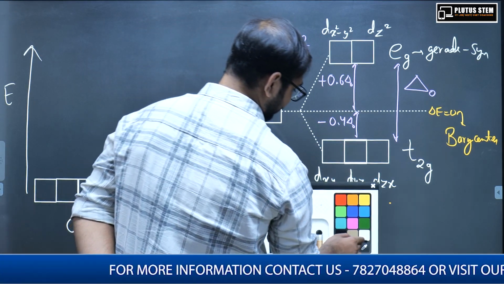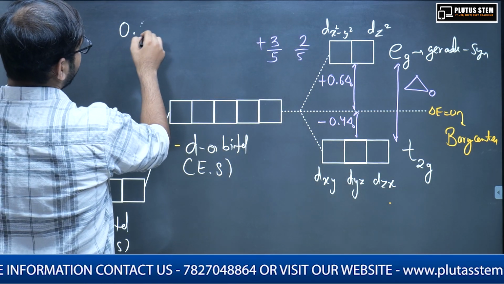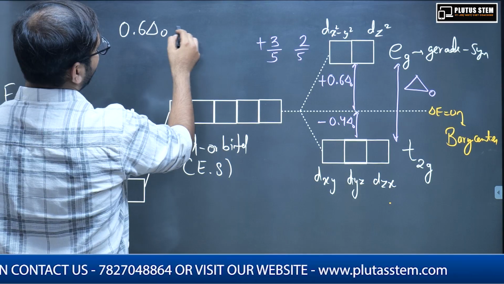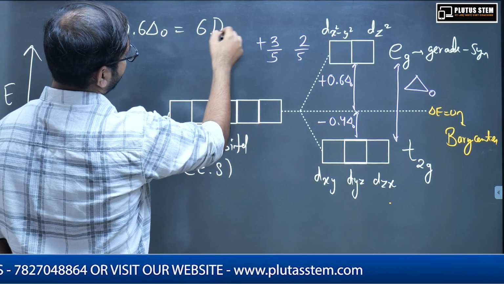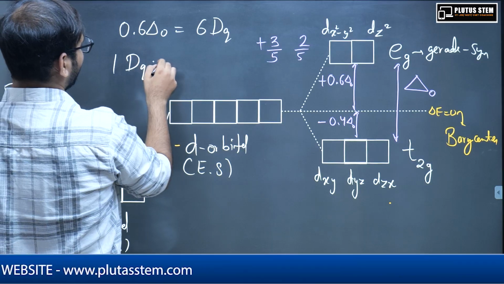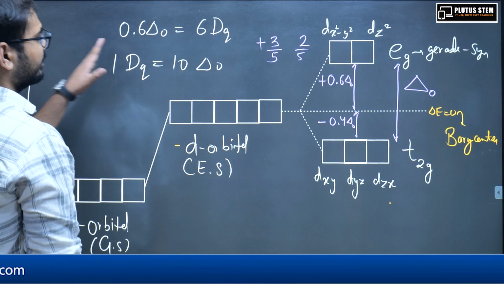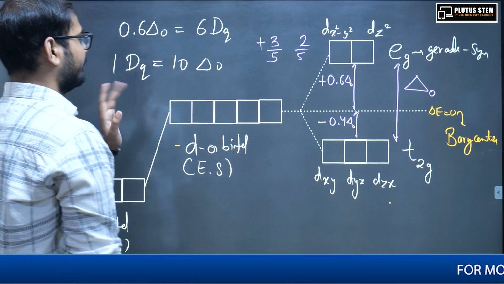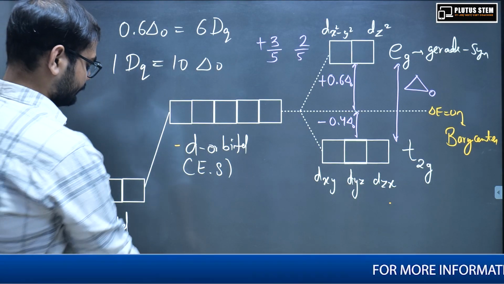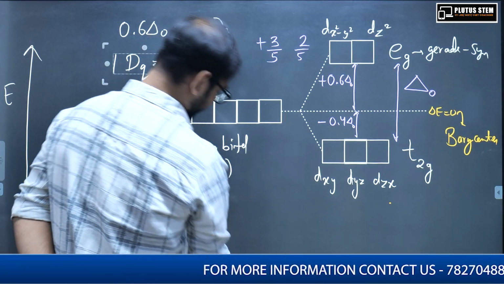Now, in your exams or some books, you can also find that 0.6 del O is sometimes written as 6 Dq. And Dq is what? It is the energy conversion unit in which 1 Dq equals 1 by 10 times del O, so 0.6 del O equals 6 Dq. So this is the conversion unit.